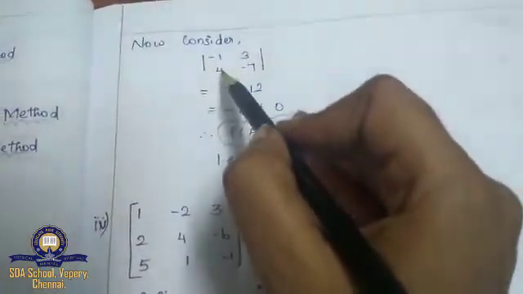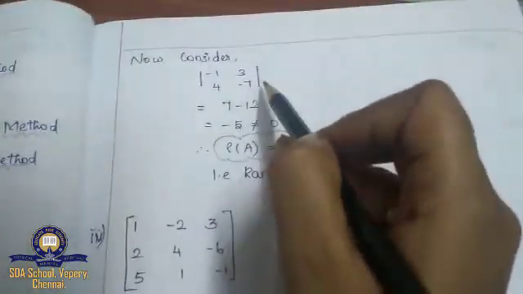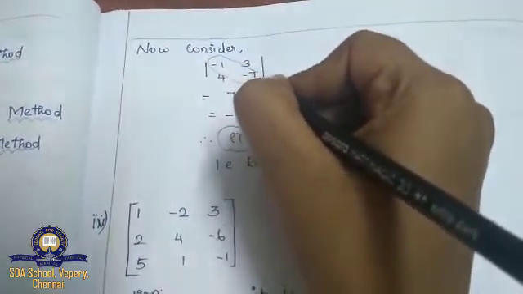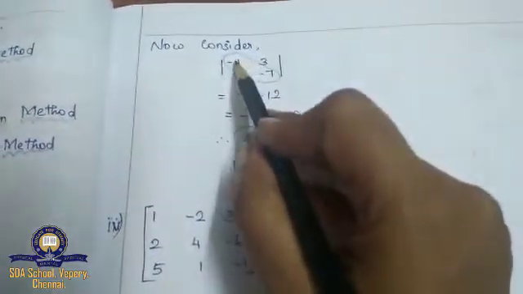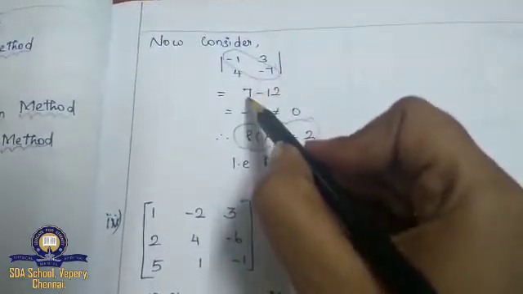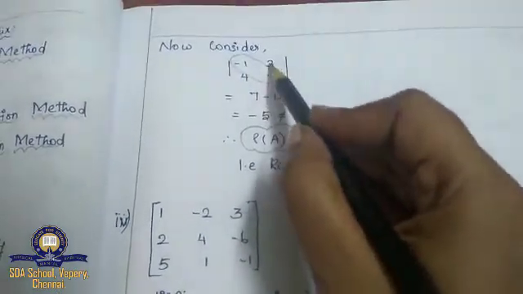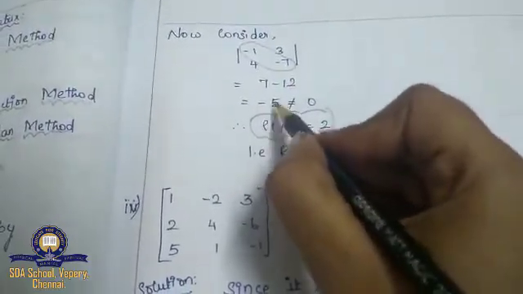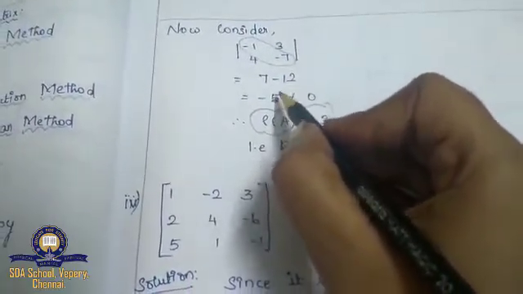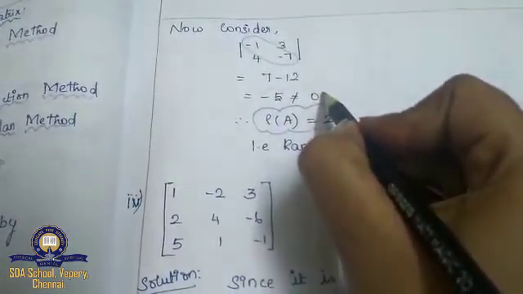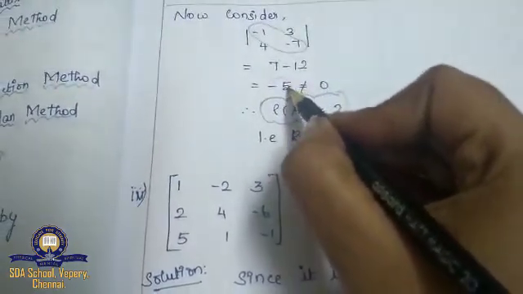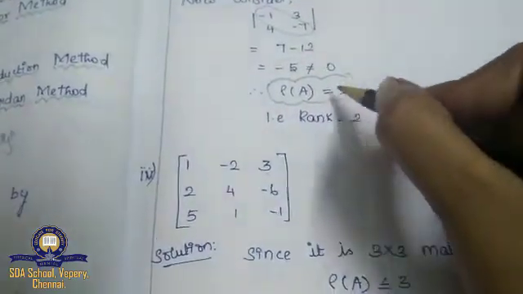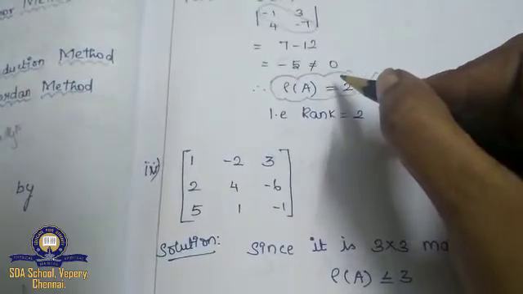Minus 1, 3, 4 and minus 7. So I am taking the determinant value. After taking the determinant, we have to cross multiply. So minus 1 into minus 7 is 7, and minus 3 into 4 is 12. So 7 minus 12 is minus 5. Now see, in the first step itself you got some number other than 0. What I told is, if you get a number other than 0, then your rank will be 2. So here, rank of A is equal to 2.